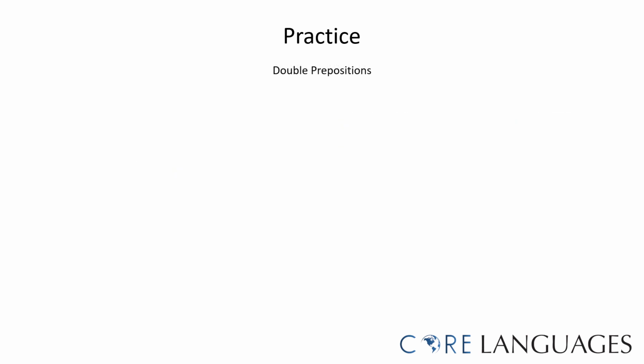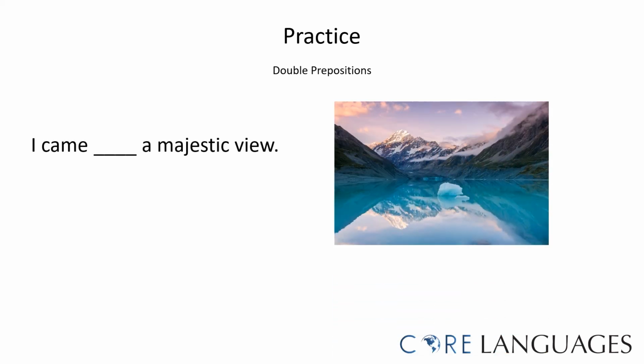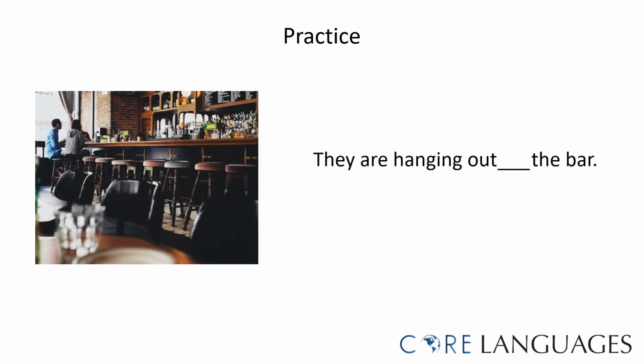And how about this sentence? Choose the correct double preposition. I came upon a majestic view, or I came up to a majestic view. Excellent. I came upon a majestic view. And how about this example? They are hanging out to the bar or at the bar. Excellent. They are hanging out at the bar.